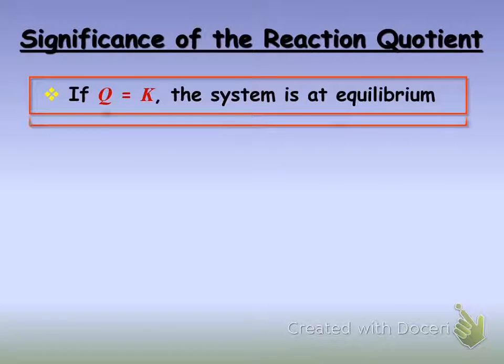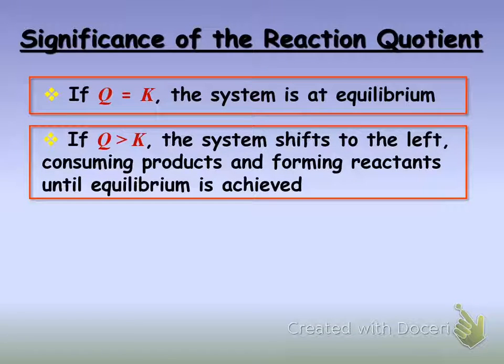So, again, now imagine, and this is where people kind of get mentally confused. If Q is greater than K, it has to shift to the left. Why in the world would Q be greater than K? Well, Q will be greater than K because of the numbers at the top of a fraction, where you have the concentration of, what goes on top?